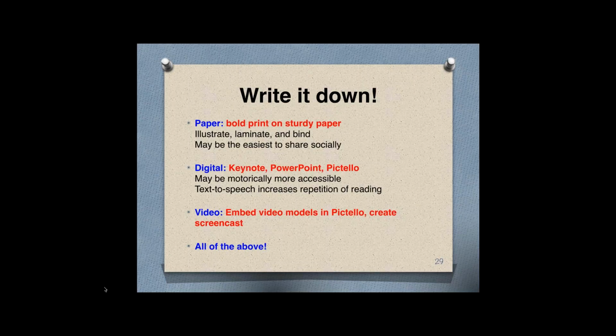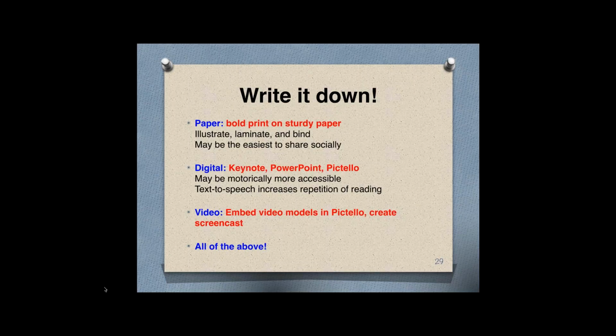So we're showing our kids how they can take that message that we generated in real time, and we're going to get it written down. We can use software like PowerPoint. We can use storybook apps like Pictello. We can use the Kid in Story app that Carolyn showed earlier. What we find is that when we write these words down and put them in the digital version, it might be motor-wise more accessible for our kids. So kids might be able to reread those books more easily if they're digital.